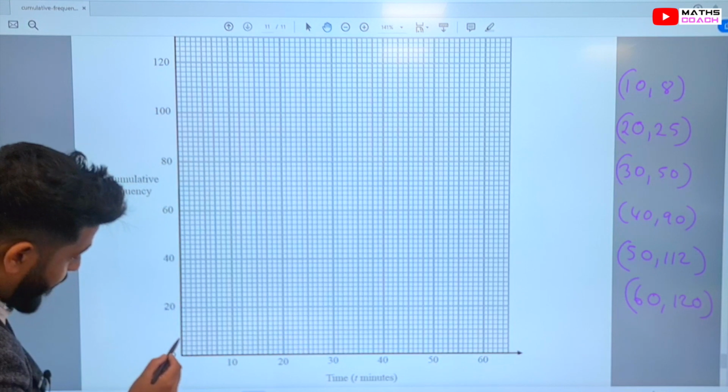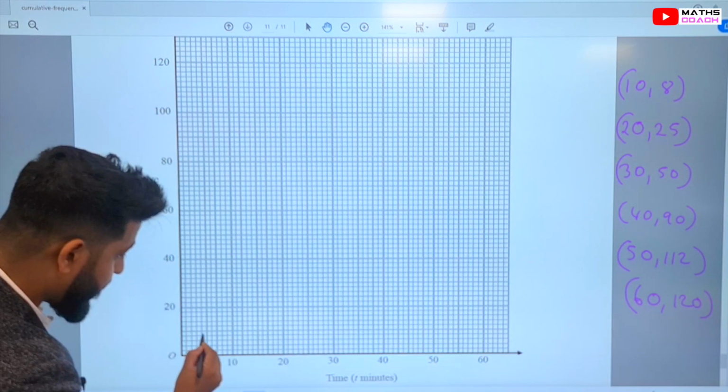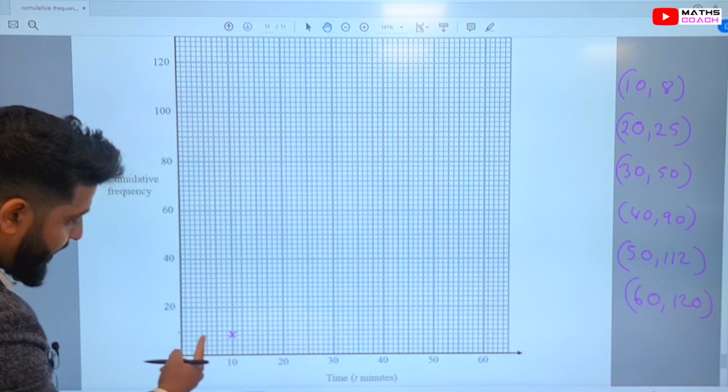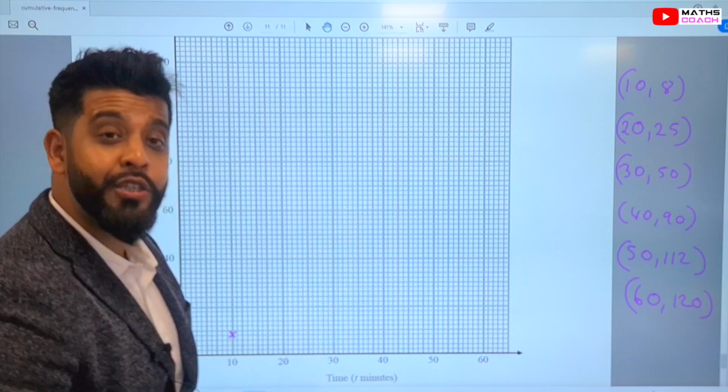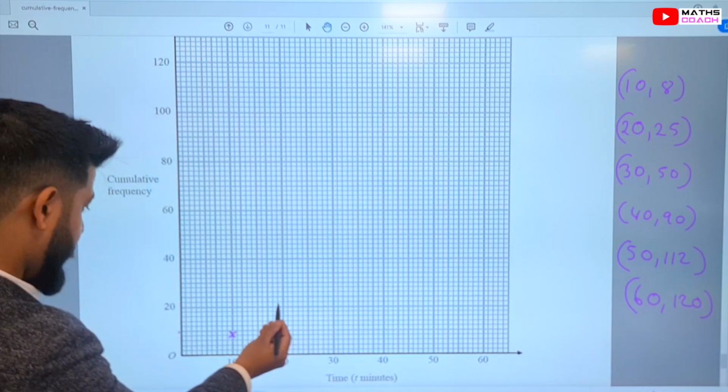So 2, 4, 6, 8. We're going to have 4 of these small squares, and we go along to our 10 right there. And there you have our first coordinate, 10, 8. The next one is 20, 25. So 20, and then you go and find where 25 is.